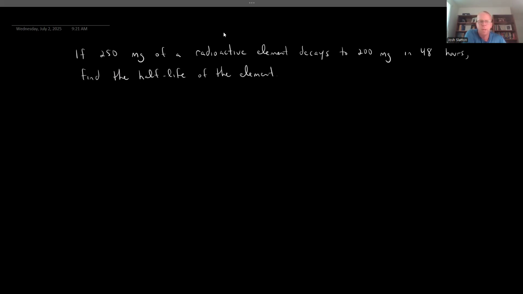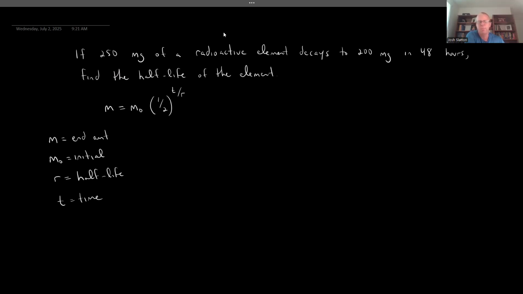It's not super important what variables you use, but for the basic formula, we'll just use M equals M0. We'll use this for the initial amount, times 1/2 for the half-life, to the power of whatever variables you want. So we'll use T and R. Here M will be the ending amount. We'll let M0 be the initial amount. We'll let R be the half-life. And then we'll let T be the time, however long this element has been decaying.